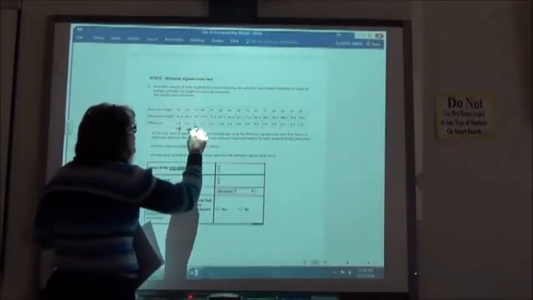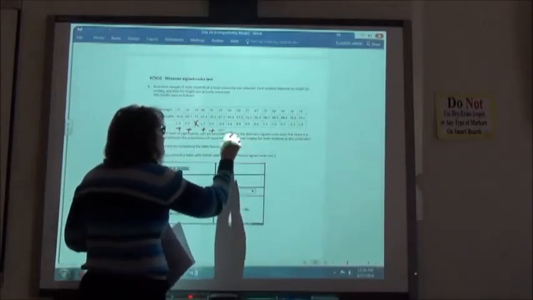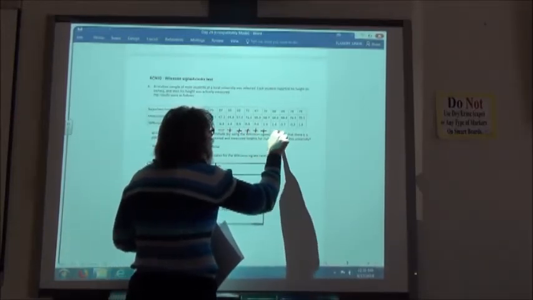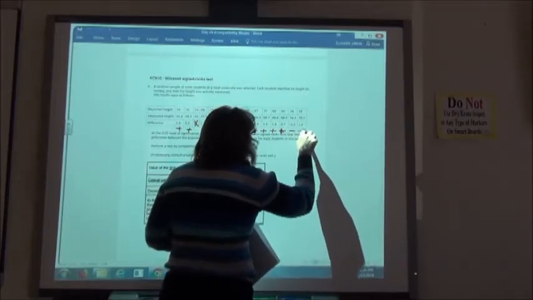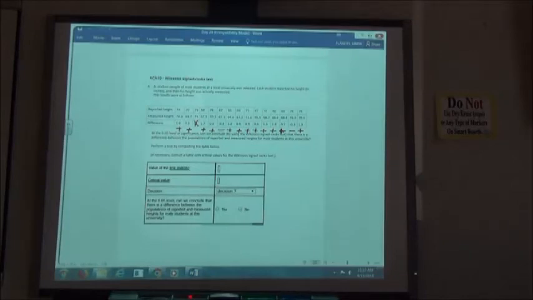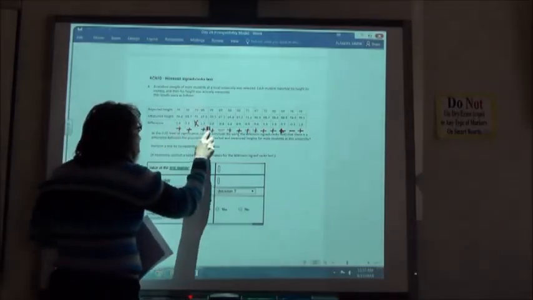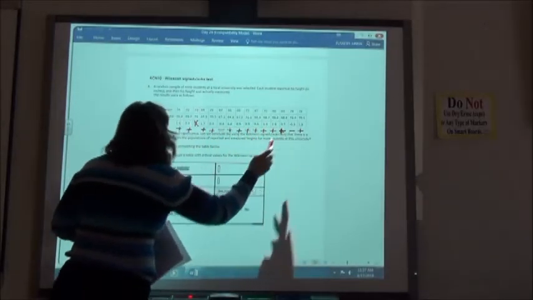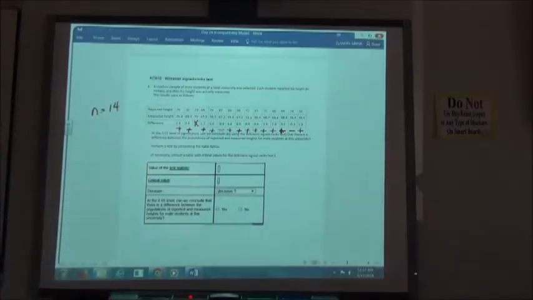Here, positive, positive, exactly 0, positive, positive, negative, positive, positive, positive, positive, positive, positive, positive, negative, positive. So in my table here, I've eliminated one of my things because it was exactly right. So 1, 2, 3, 4, 5, 6, 7, 8, 9, 10, 11, 12, 13, 14. N is going to be 14 when I use my table.